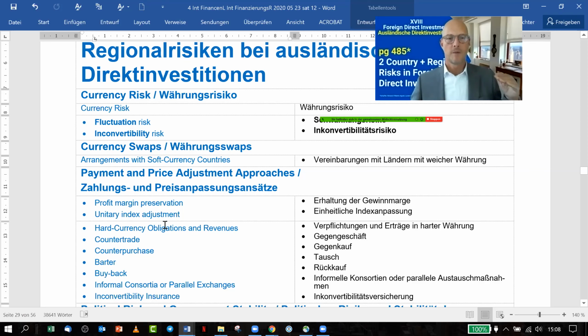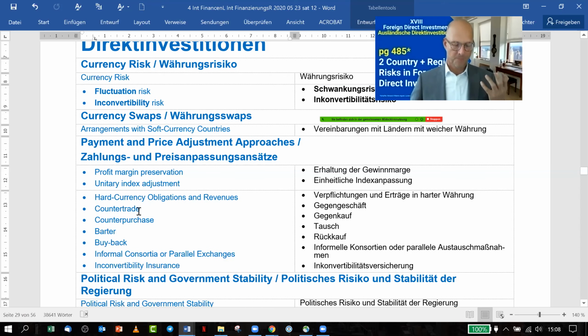And then you fix your index and you adjust this index and say, okay, we will always stay on this index. And sometimes you just have a contract, and this contract says everything is in US dollar. So then you have a hard currency obligation, right? Or sometimes we do some counter trade.